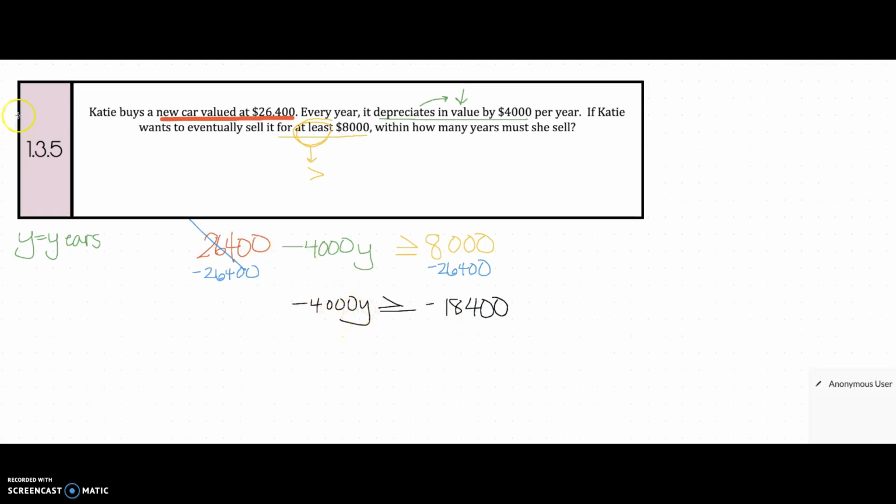So lastly, over here I see that I have negative 4,000, so I want to get rid of that by dividing by negative 4,000. So I am left with y, and then since I divided by a negative, I want to flip my sign. And if I divide these two, I get positive 4.6.